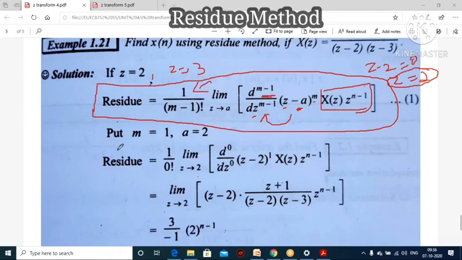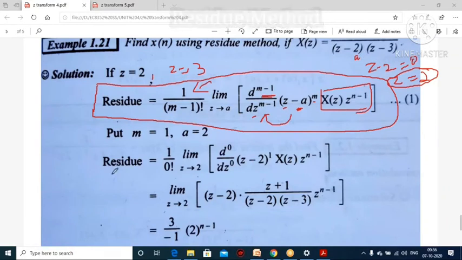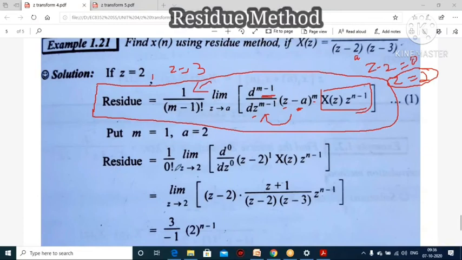Residue. Now put m equal to 1, because here the order is 1. The value of a is 2, because z minus a, this is a. So the residue is 1 by (1 minus 1) factorial, that is 0 factorial.